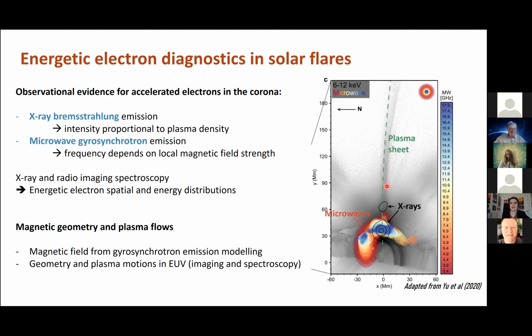And we can also see motions of plasma in EUV. I will talk a bit more about that later. And finally, a note is that the magnetic field is really difficult to measure in the corona, but the microwave emission, because it's sensitive to the magnetic field, can be used to calculate the strength of the magnetic field at the emission sites.